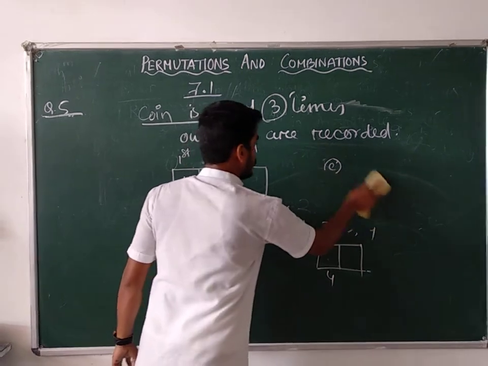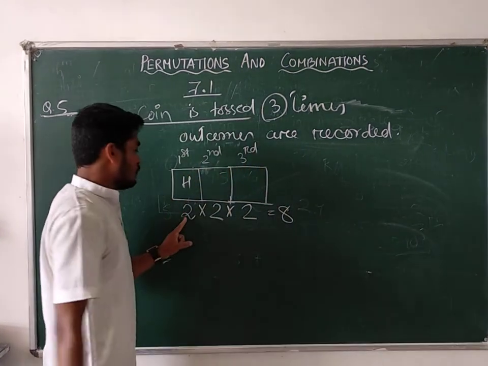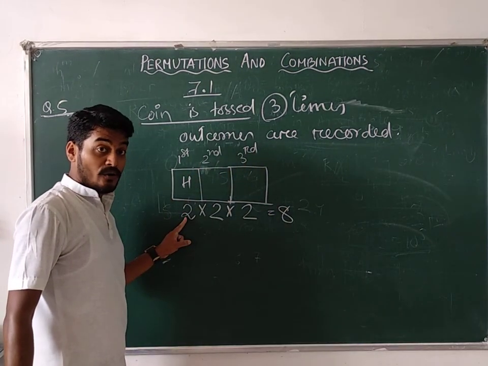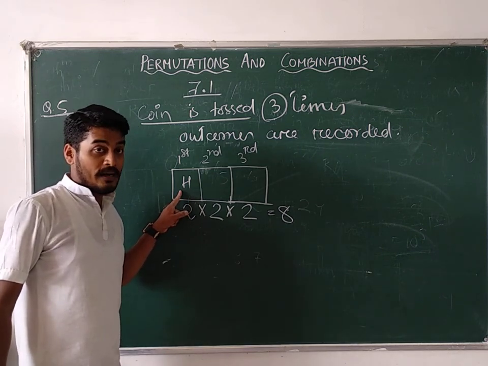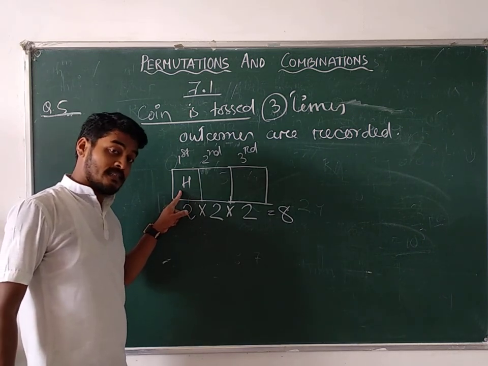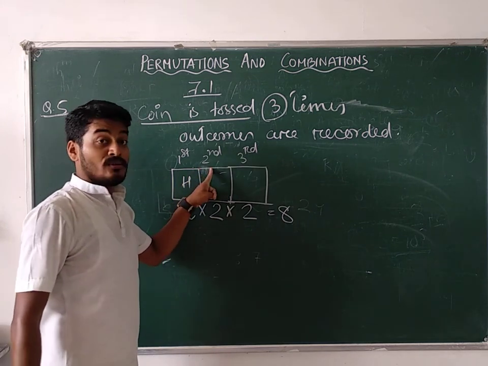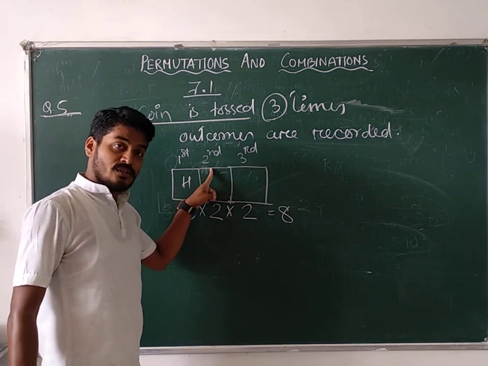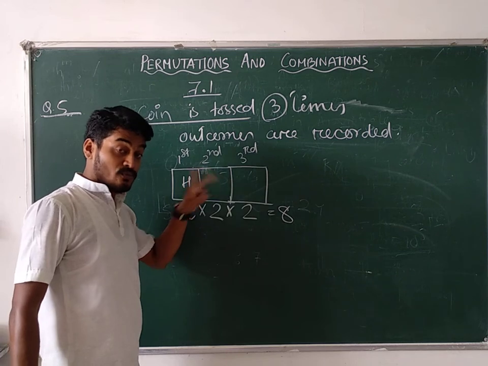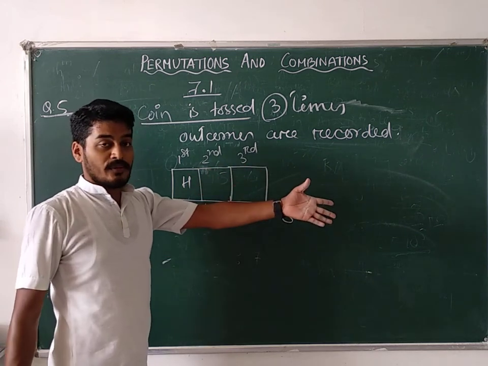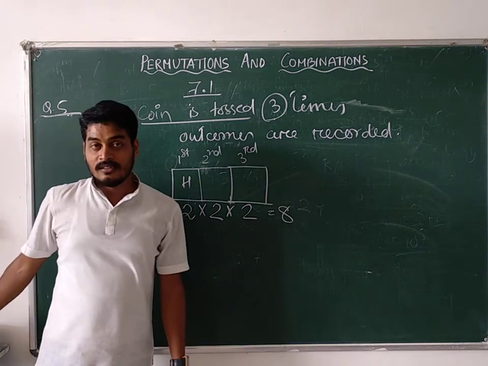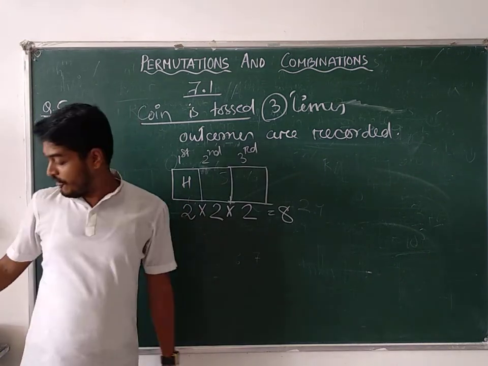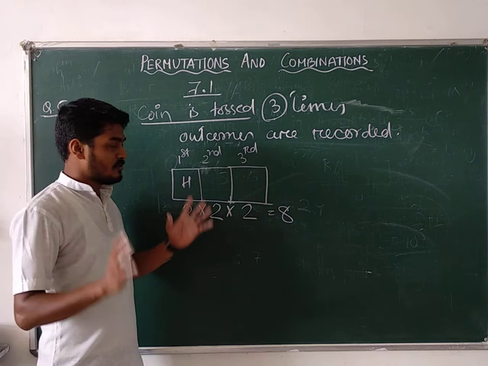So what are the numbers? If I toss the coin for the first time, 2 possibilities are there, either head or tail. That means this place can be filled up by head or by tail. Again you toss the coin once again, and in that case also you may get head or tail, 2 possibilities. For the third time you are tossing the coin, in that case also you may get head or tail. So the total number of ways will be 8. I hope you are getting my point. Very simple procedure. Just think yourself.